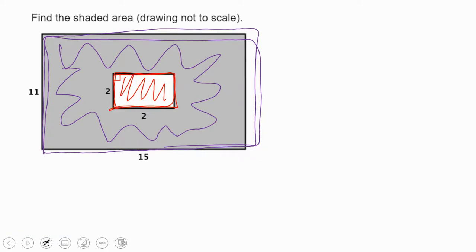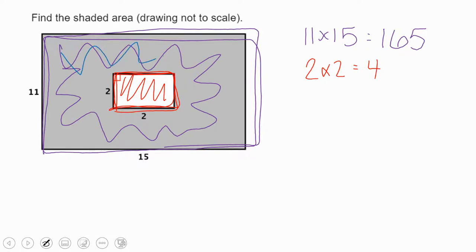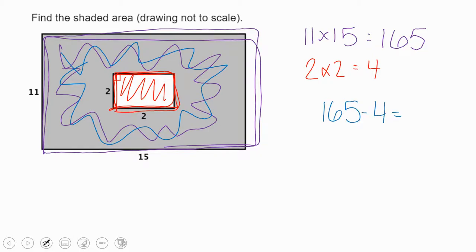So the area of the big rectangle is going to be found by doing length times width, 11 times 15. That'll give you 165. It doesn't have any units, it'd be units squared. And then we find the area of the little inside rectangle, which is 2 times 2, which is 4. To find the area of the shaded part, you're just going to subtract. So that's going to give you the area of the shaded part is 161 units squared.